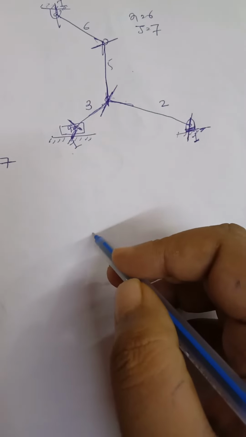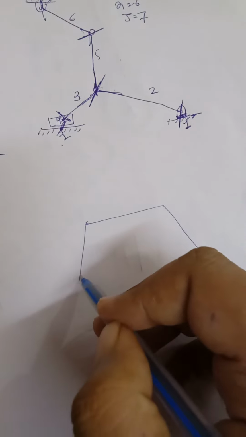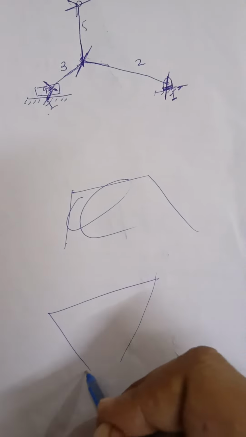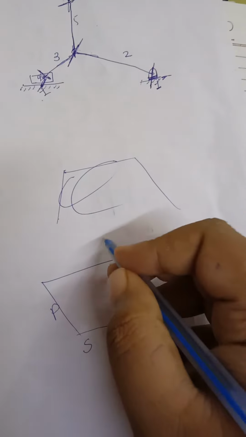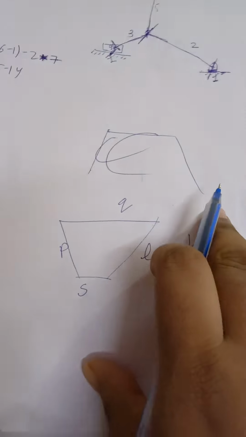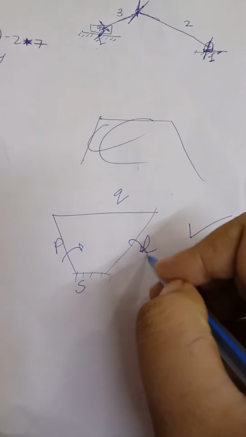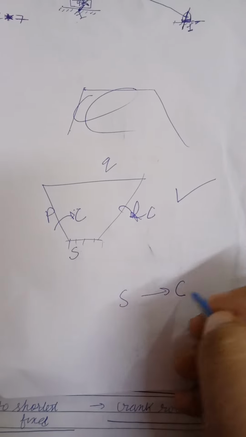So now the most important thing of this is this. So the standard is this. Standard mechanism, how a standard 4-bar mechanism looks like. S, L, P, Q. This is the standard. Suppose S is fixed, then P and L will rotate fully. So short link fixed means double crank mechanism.